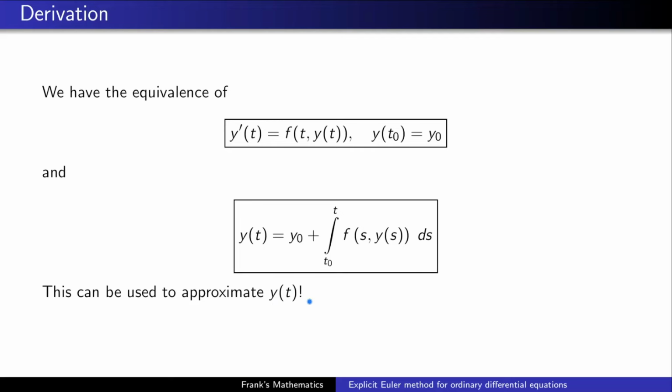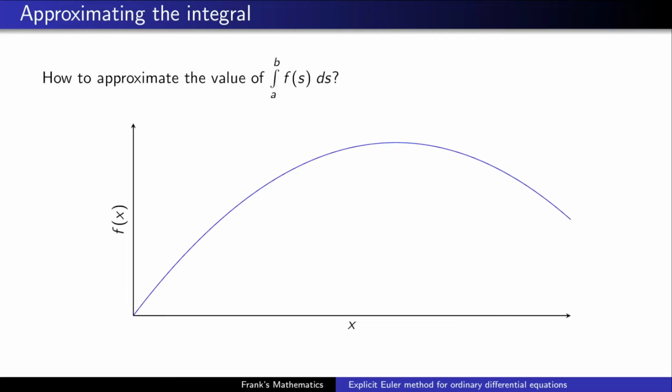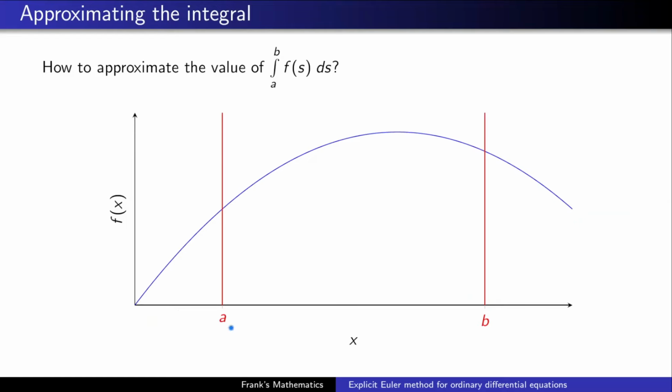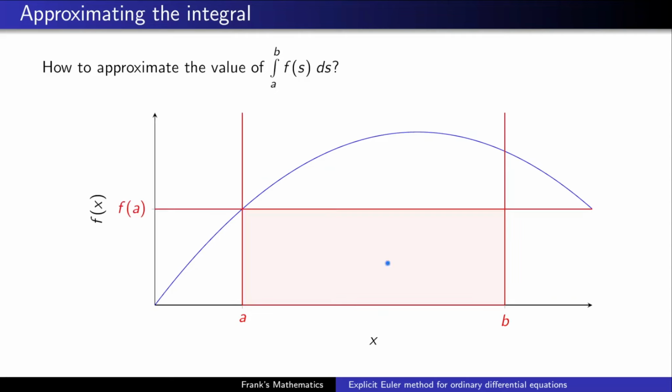This is exactly what we're going to do now. So here we have a nice smooth function called f of x, and we want to approximate the integral of f from a to b. So let's add some values a and b. And what we're going to do now is add a horizontal line at the value of f of a. So here we have f of a.